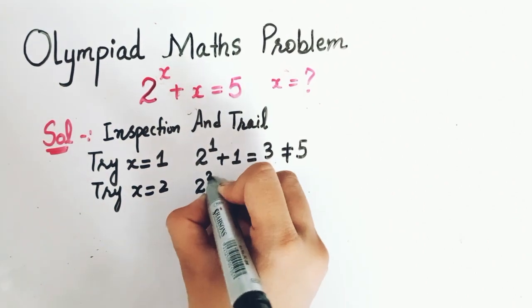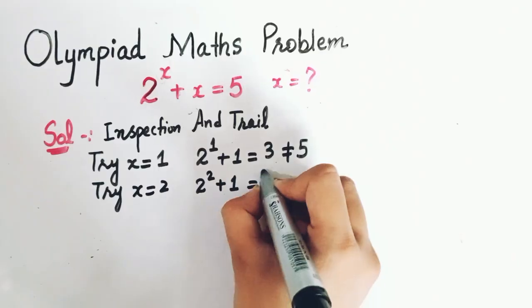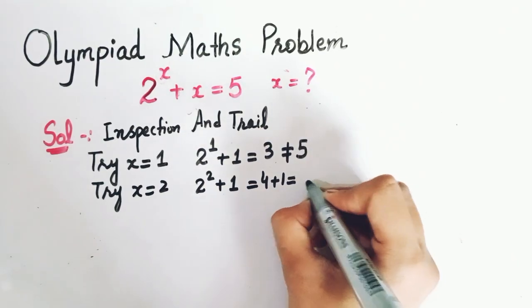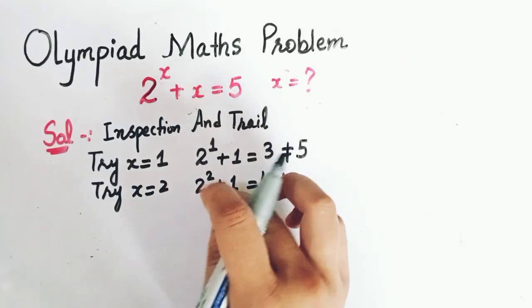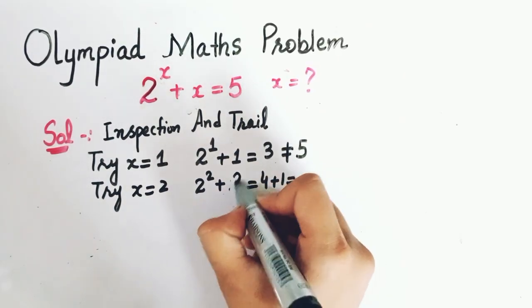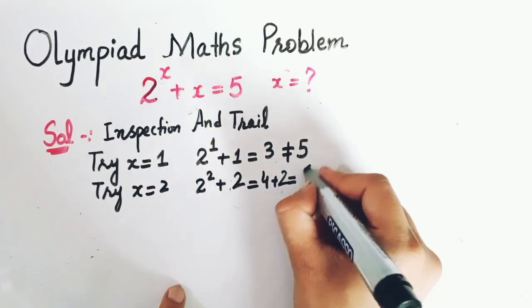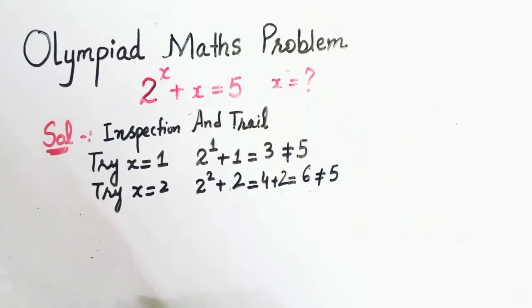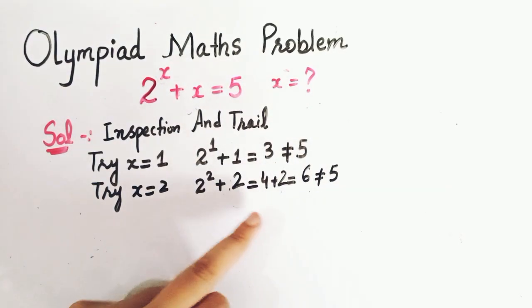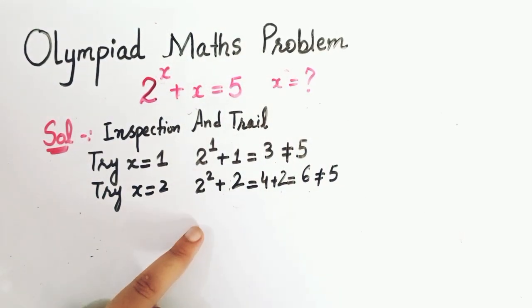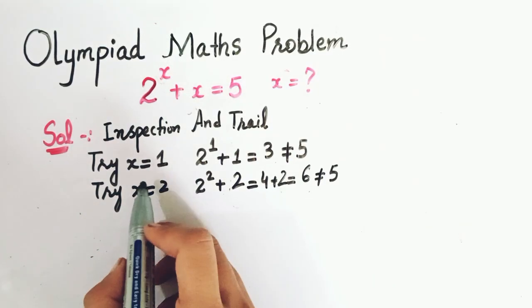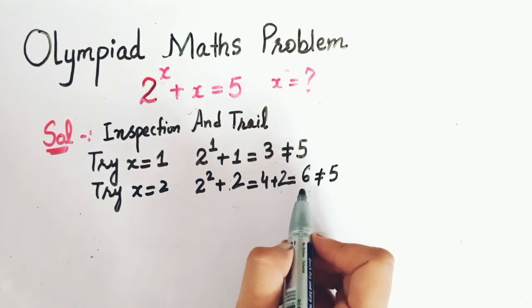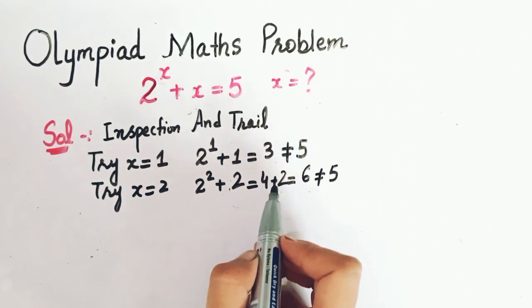Now we will try x equals 2. That gives 2 raised to power 2 plus 1, which is 4 plus 1, and in place of x we will also put 2. So 4 plus 2 will be 6, and not equal to 5. So it means the solution will be greater than 1 and less than 2. We see that if x equals 1 we get answer 3, and if x equals 2 we get answer 6.